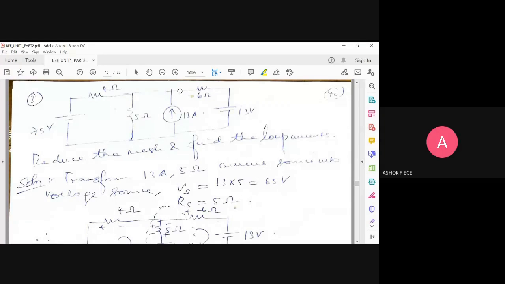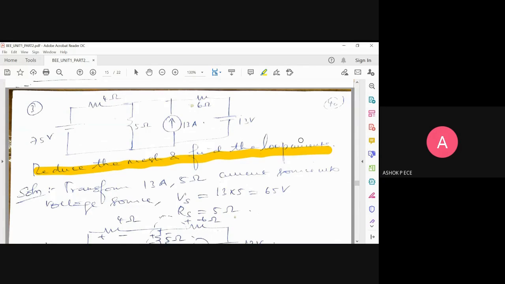Here, they have given a circuit. Just look at the circuit, reduce the mesh and find the loop currents. So they have given the term reduce the mesh and find the loop currents. So actually, in the given circuit, how many loops are there?